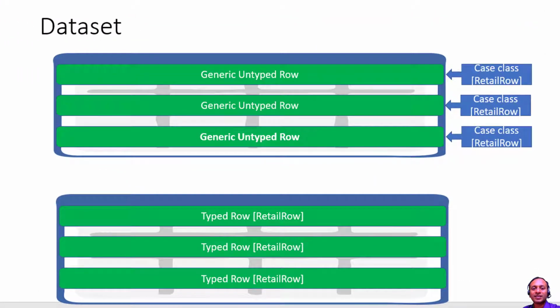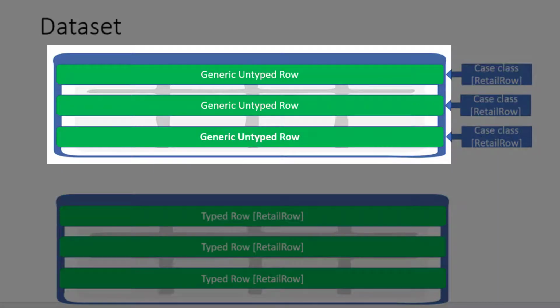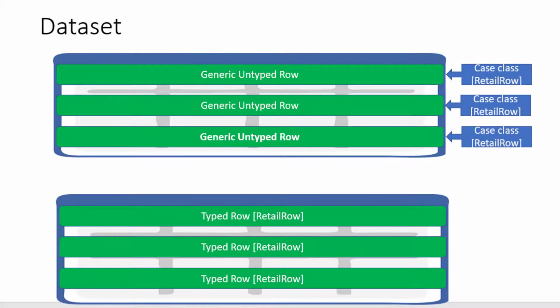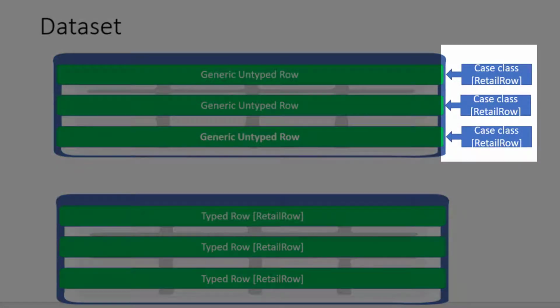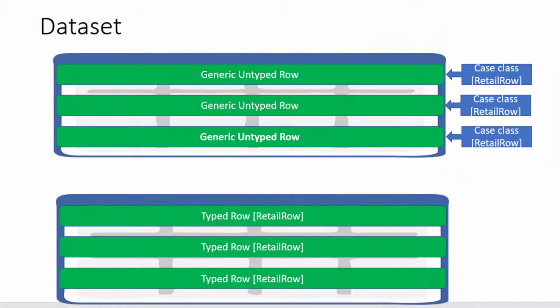Hi, let us have an understanding on dataset. If we apply a defined strongly typed class against a row within a data frame, what we are going to get is a dataset. As we discussed earlier, a data frame is nothing but it's going to have a generic untyped row. I can define a class what that particular row structure is, in the sense what are all the columns going to be there and its type.